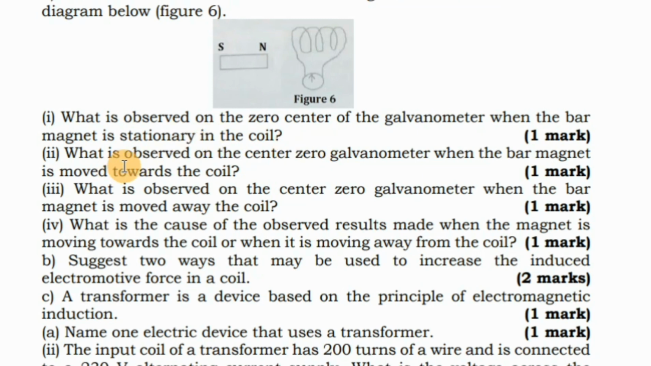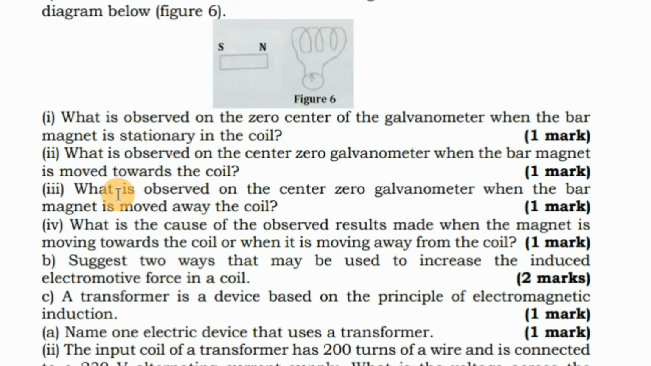Yes, B. What is observed on the center zero galvanometer when the bar magnet is moved toward the coil? You understand that once the magnet is entering into the coil, there will be relative movement between the conductor and the magnet. The EMF will be induced. So the pointer of the galvanometer will deflect in one direction. This is what will happen. To show that there is EMF induced, the pointer of the galvanometer has to deflect in one direction.